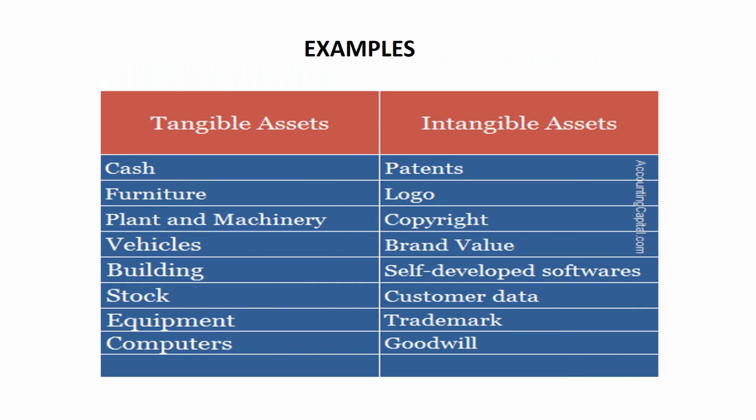Tangible assets are things like cash, furniture, vehicle, building, computer. You can touch and feel them, right? So these are all tangible, nothing but touchable assets. I can touch my money, my currency notes, my furniture, my vehicle, my computer, whatnot. Everything I can touch and feel.